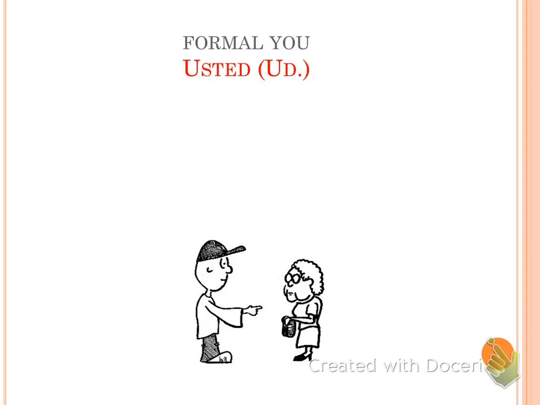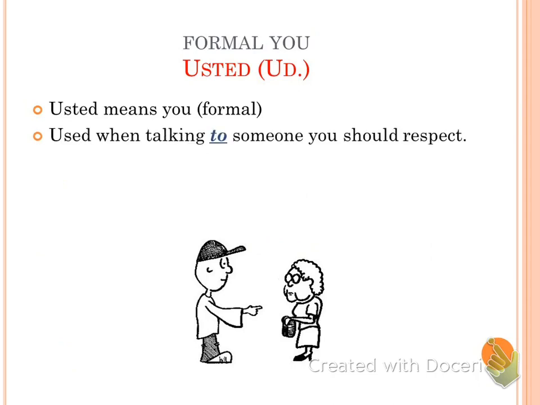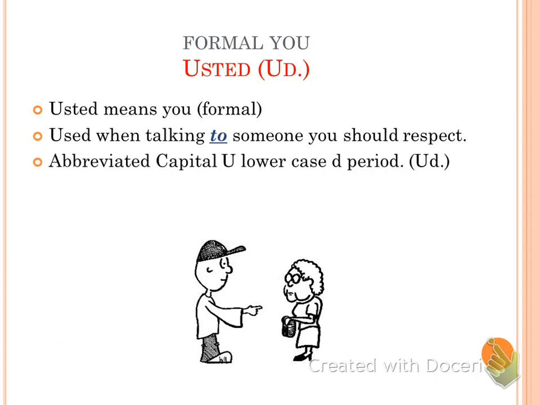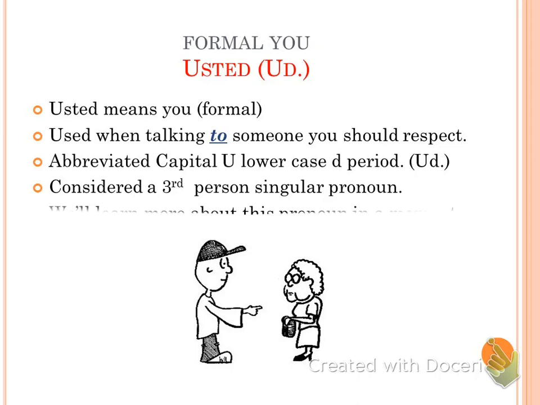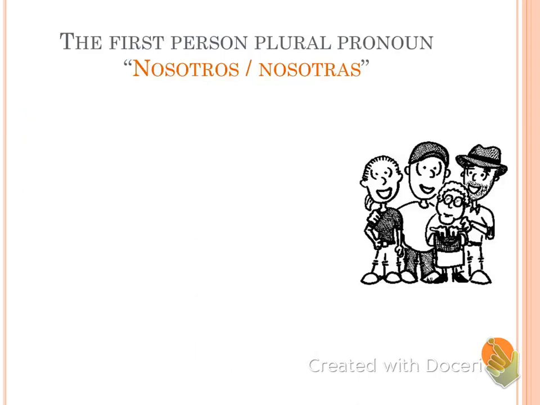Usted. Usted, notice they had the little graphic there of somebody older, somebody that you're formal with. Okay, so somebody that you should show respect to, somebody that's older than you, etc. You can abbreviate it with Ud. period, and it's third person singular. So on the singular side, it is kind of bunched in with the he, she forms of the pronouns. Okay, and we'll talk more about all the separate yous in a second.